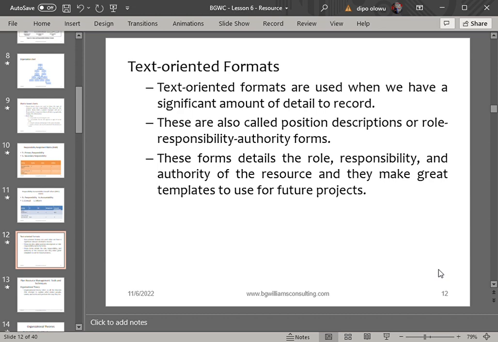For example, if you can still remember those job ads that you often come across, in the job ad they will tell you the position, the title, the organization, the term of service, whether it's full-time or part-time. Then under it, they will give you a long list of the job descriptions, then the roles and responsibilities, so you can see that that is the text-oriented format. Now, take note, these roles and responsibilities have already been created before they even acquire the resources.